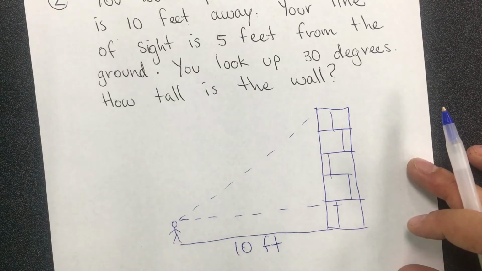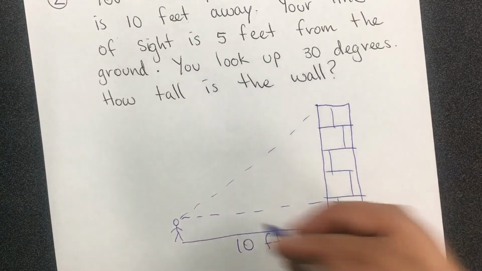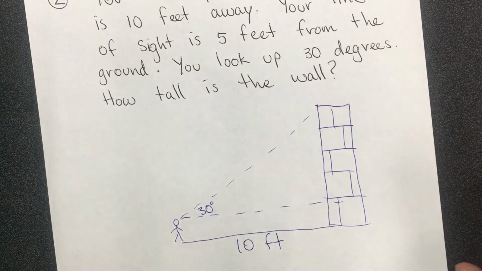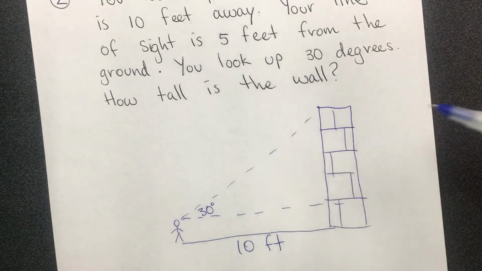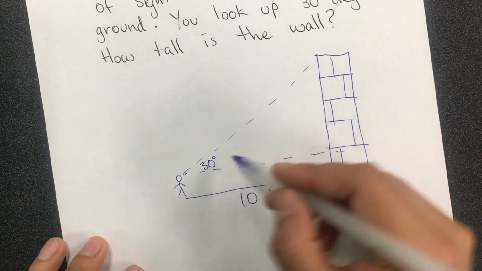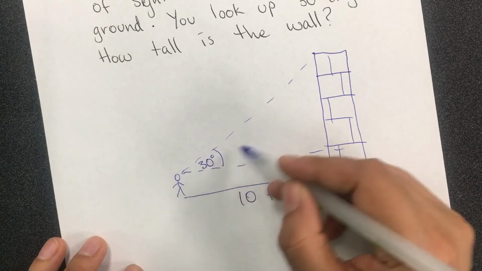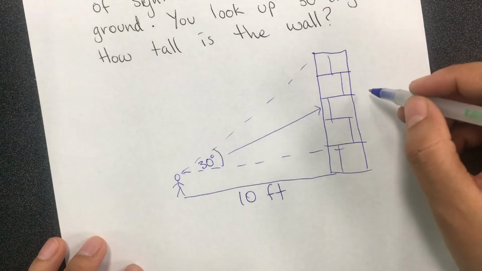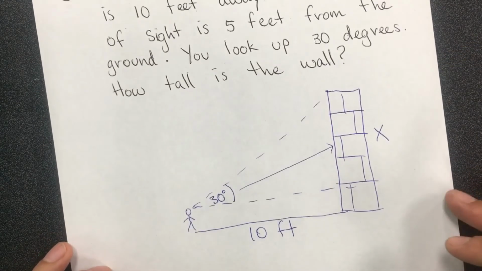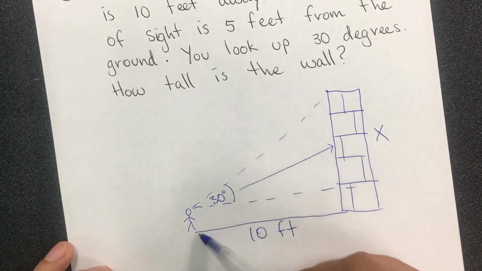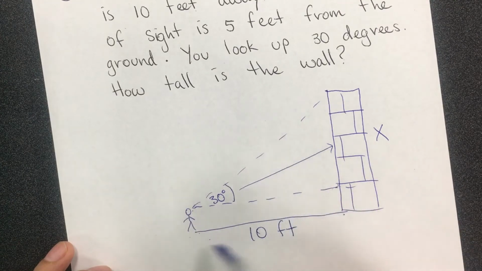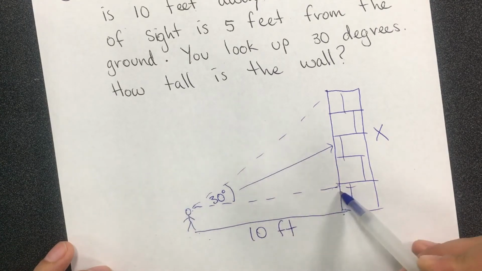And you look up 30 degrees. So we're talking about this right here, okay? Then it says, how tall is your wall? Okay, so we have that the angle is right here. Opposite is right here. They're talking about the wall, which is that we don't know how tall it is. And we know this distance. From here to here is the same as from here to here, because we're 10 feet away, either from our feet or our eyes, okay?